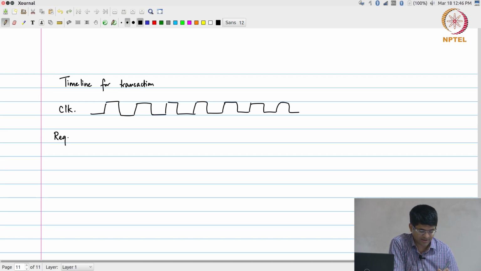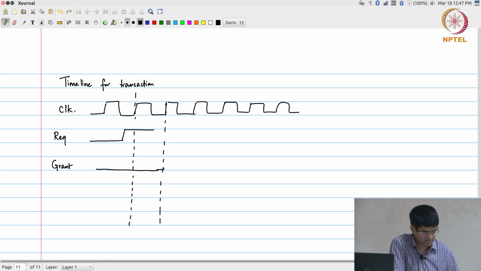There would be a request signal which would go high, and assuming that all the elements are working on the positive edge of the clock, it means that if the request signal goes high somewhere here, it will be seen at the next positive edge of the clock by the bus. When would the grant signal come back? Assuming that the bus is free, a grant signal would then go up here immediately after that.